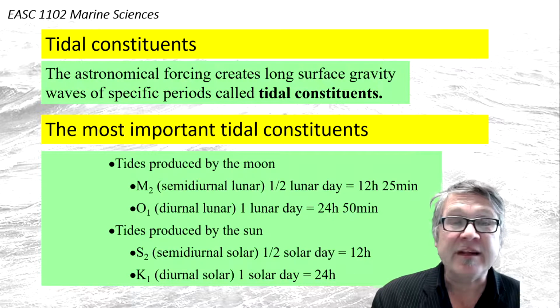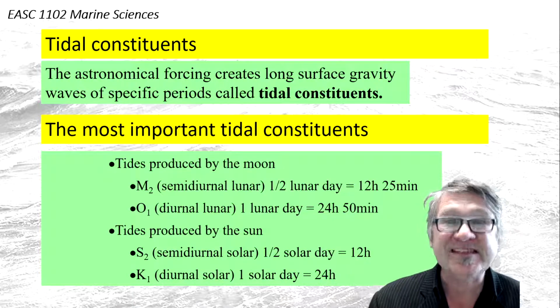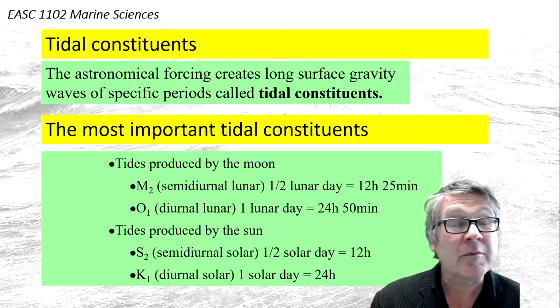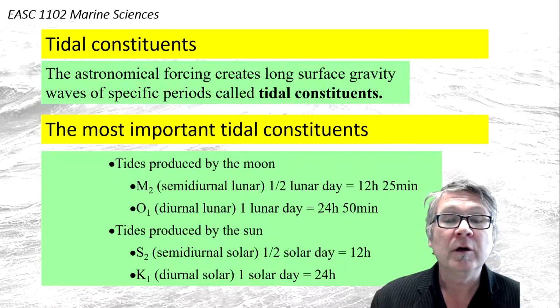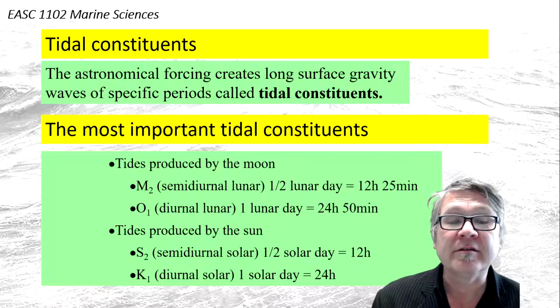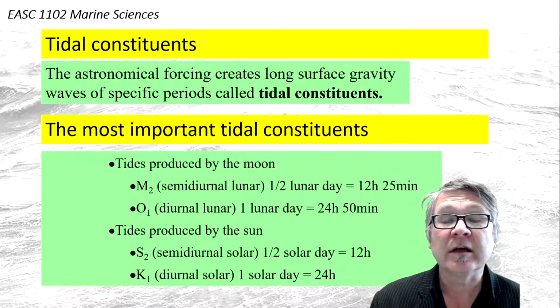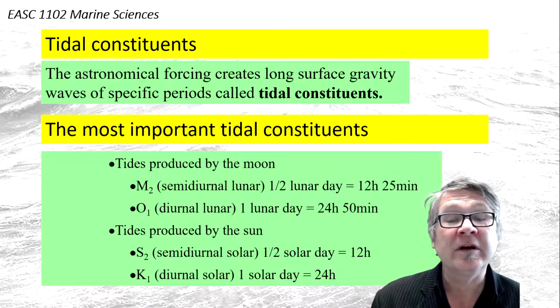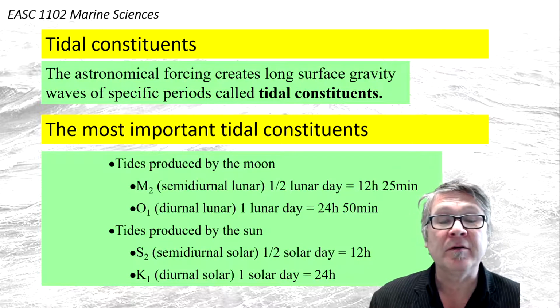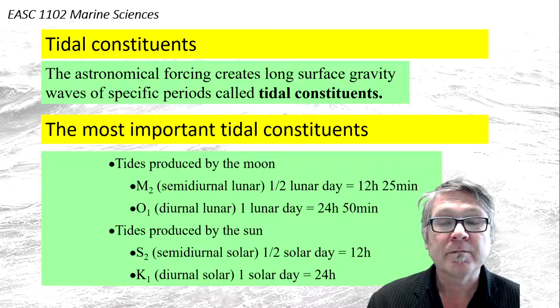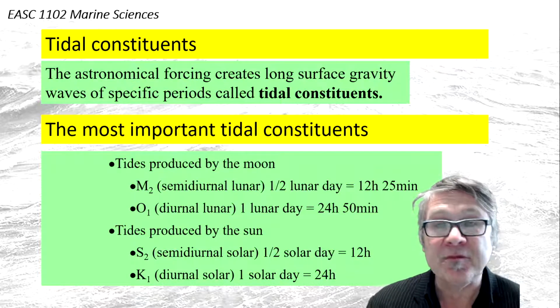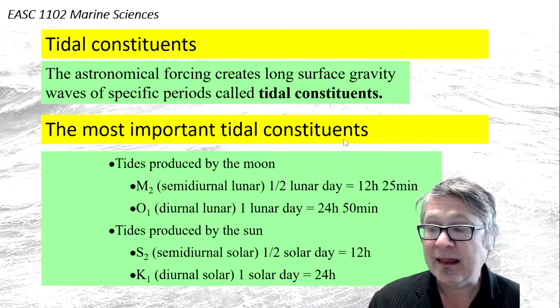I should also mention that these tides have specific names. For example, M2, we call the semi-diurnal lunar tide. O1 is the diurnal lunar, S2 we call the semi-diurnal solar, and K1 is the diurnal solar. So there are specific names, and they will pop up later on.